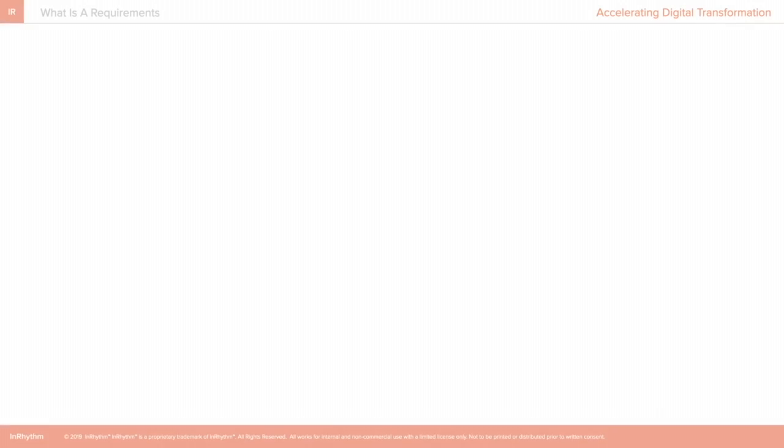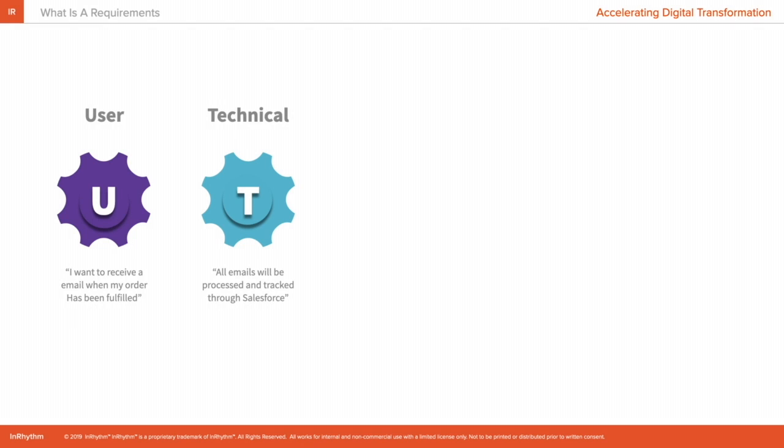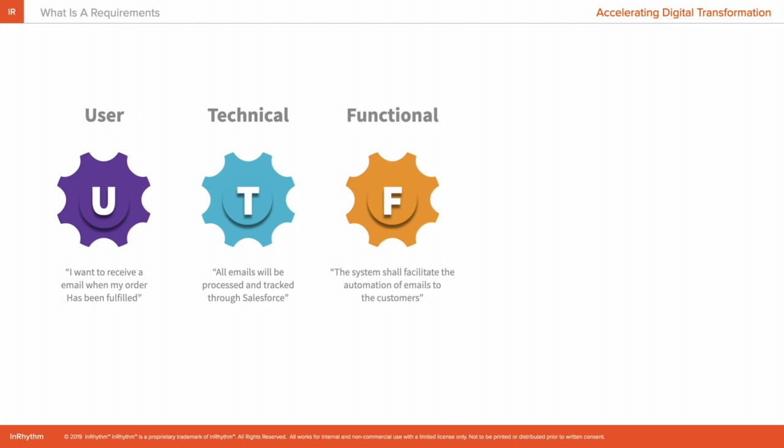Let's start with how we define requirements. User requirements come directly from the users of the product. Technical requirements relate to the performance, reliability, and availability of the technology involved. Functional requirements are used to clarify specific functionality of a system.